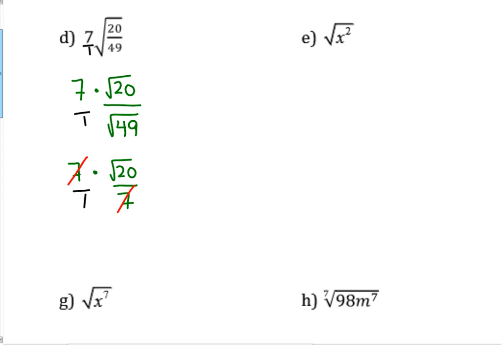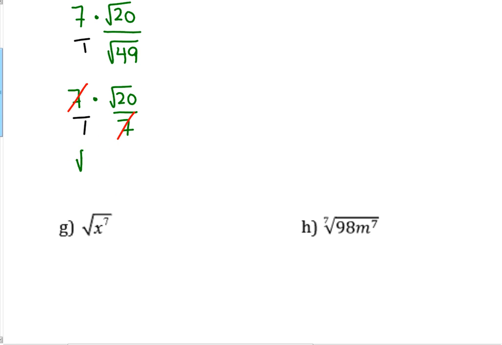Is root 20 fully simplified though? No, we can write that as a product of root what times root what? Root 4 times root 5. Notice how I like to put my perfect square first because that's the one that we're pulling out. Which equals, the square root of 4 is 2, so 2 root 5.